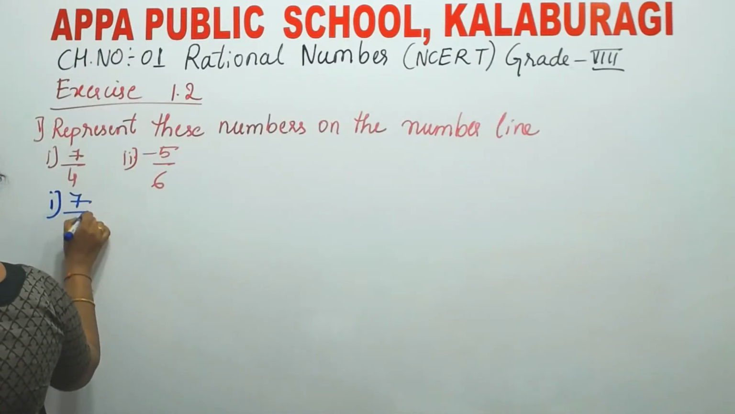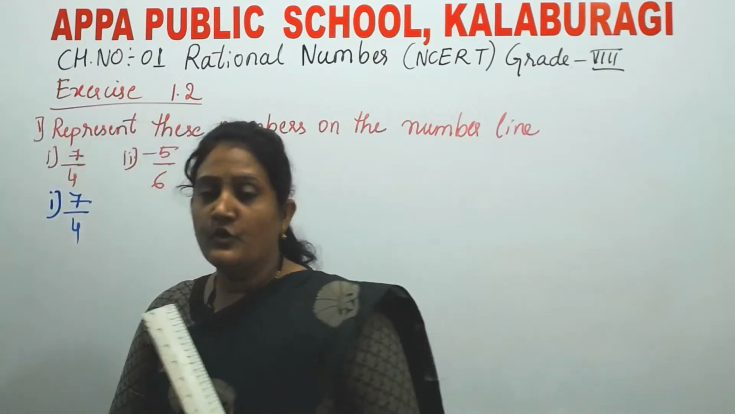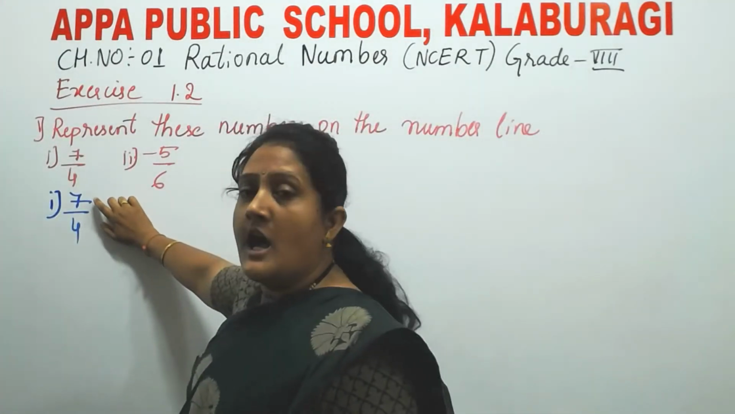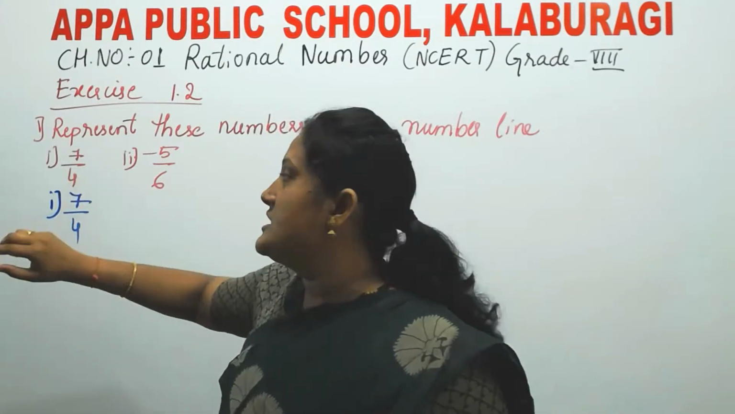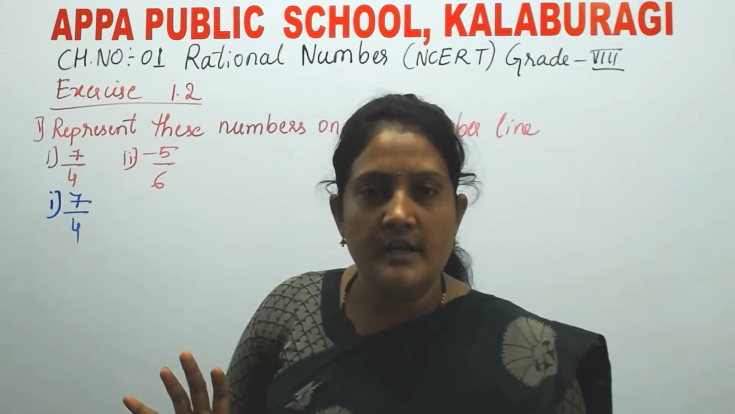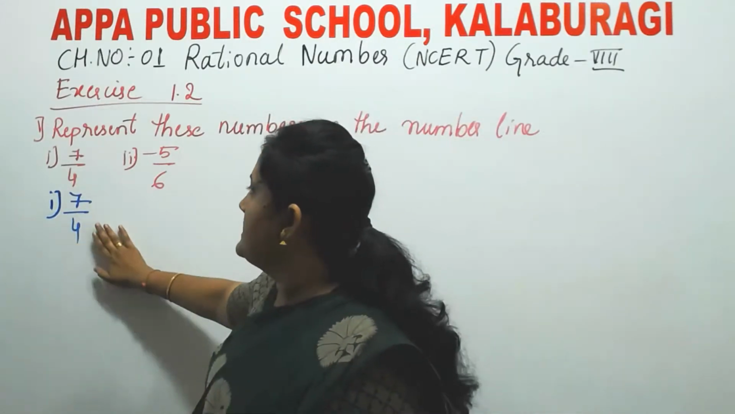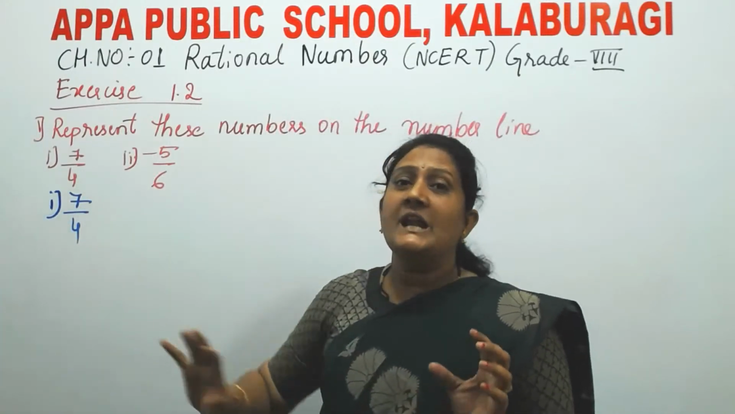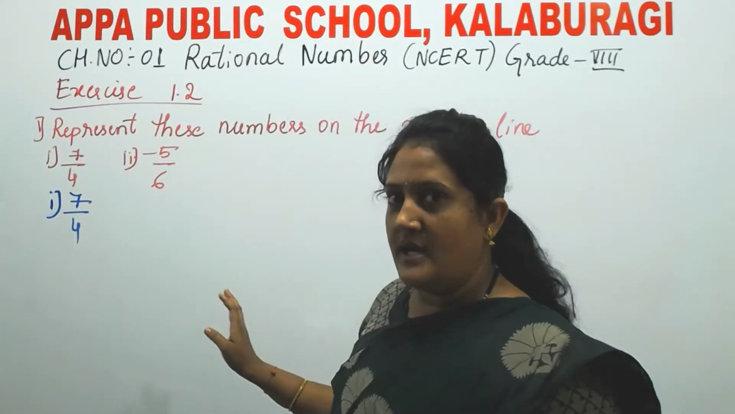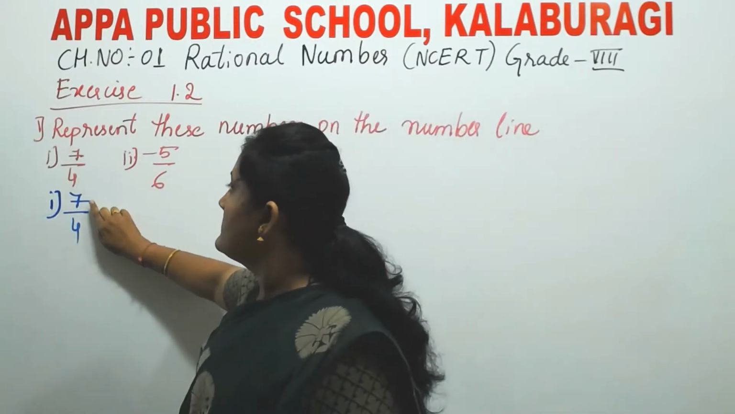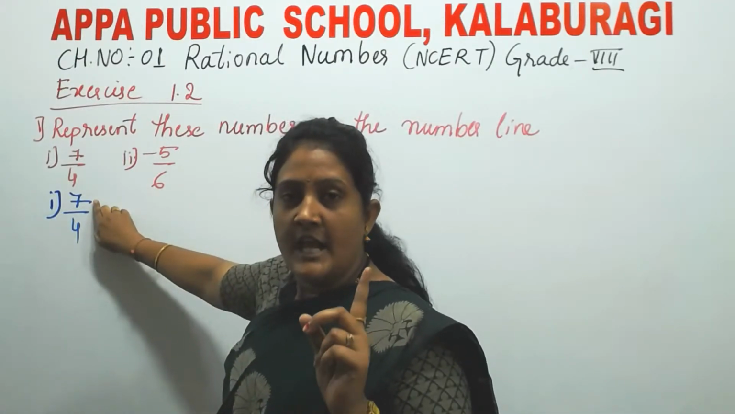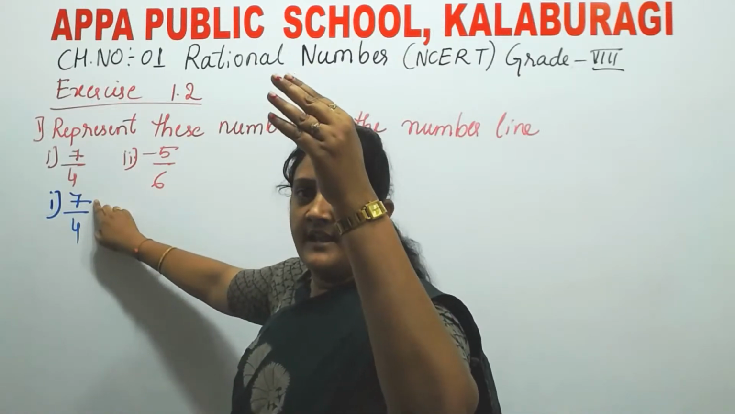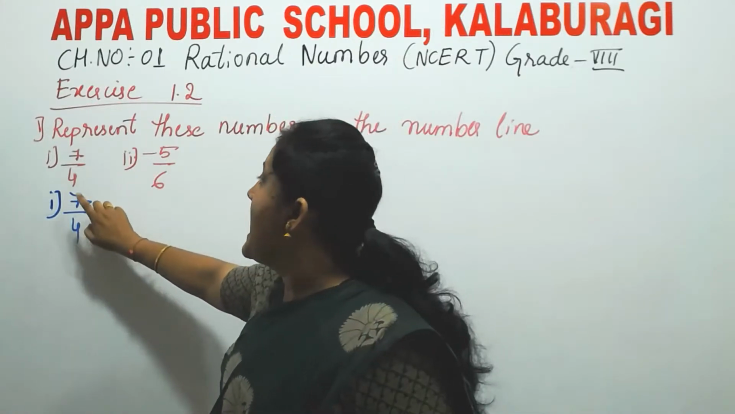First, you have to check what the question is. This is 7 by 4; in the fraction, this is the numerator and this is the denominator. First, we should know between which numbers this number will come. First, check whether the numerator is greater. If the numerator is greater, definitely it will come after 1.